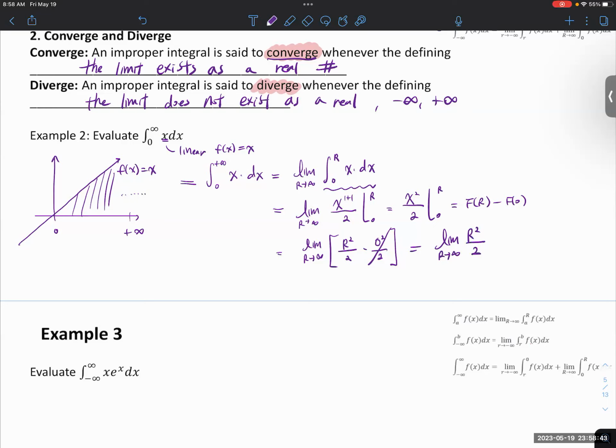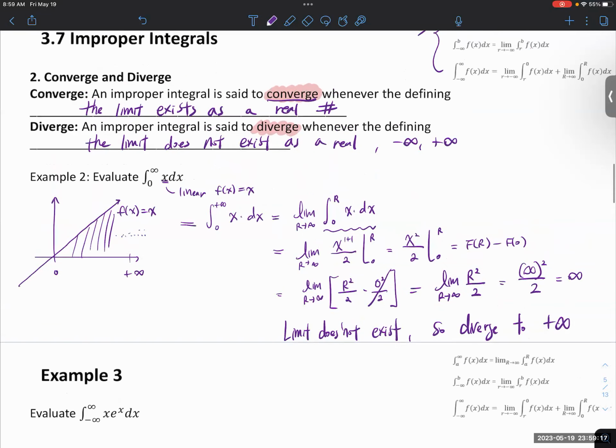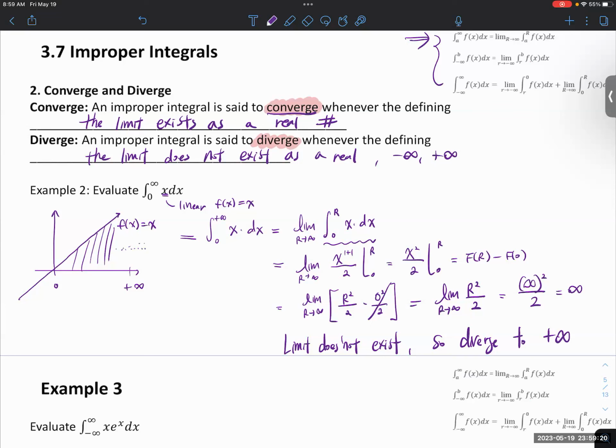Now we are evaluating the limit. So you substitute infinity for r. So infinity squared over 2, direct substitution. That means infinity divided by whatever is still infinity. So therefore, the limit does not exist. So this integral diverges to positive infinity. The area is getting larger and larger and larger as x increases. So that's how you solve this type of improper integral problem.